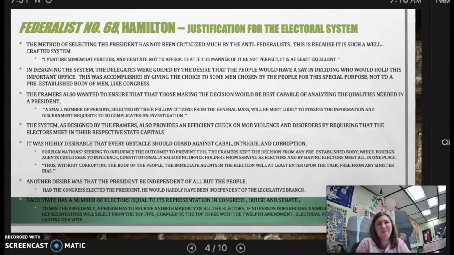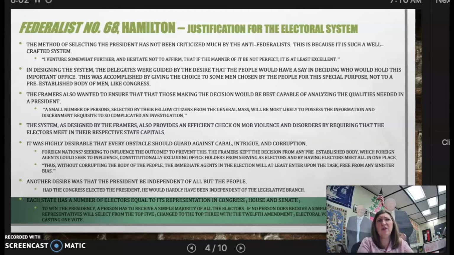So first of all, he says the method of selecting the president has not really been criticized a lot by the anti-federalists, and that's because it's a really well-crafted system. He says, "I venture somewhat further and hesitate not to affirm that if the manner of it not be perfect, it is at least excellent." And in the design of the system, the delegates were guided by a desire that people would have a say in deciding who would hold this very important office. But it wasn't necessarily a popular vote.